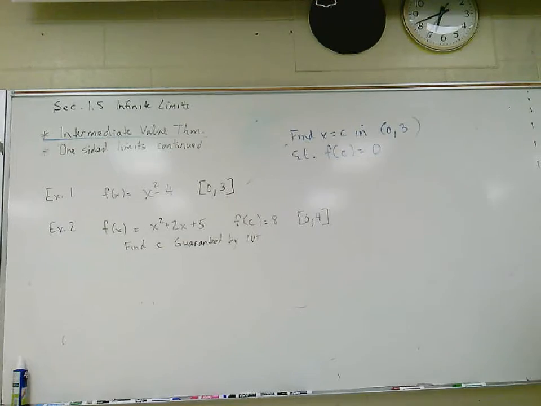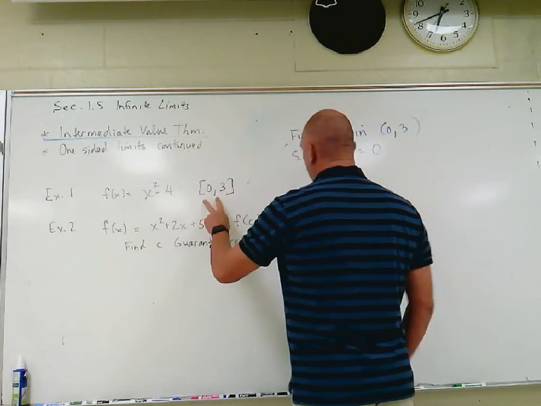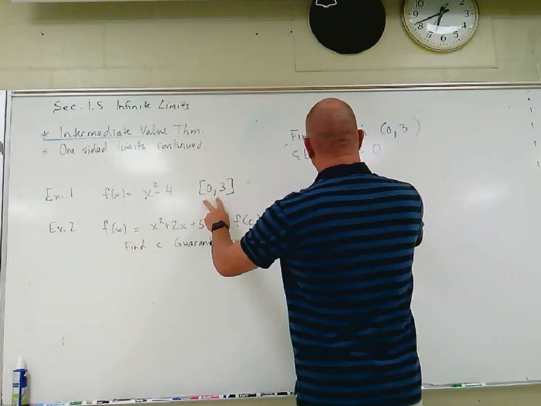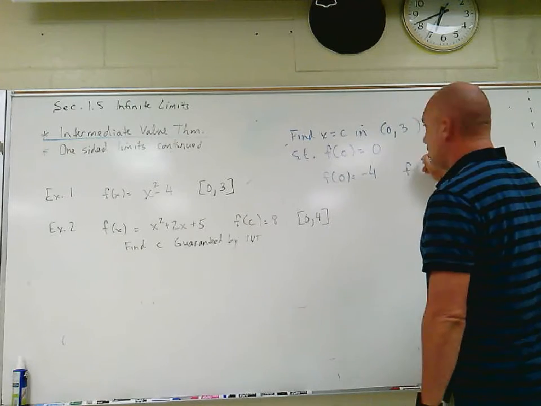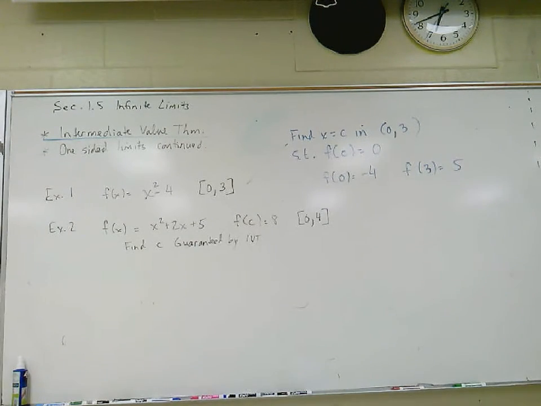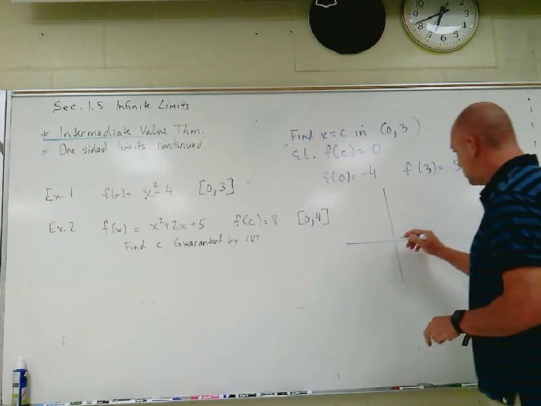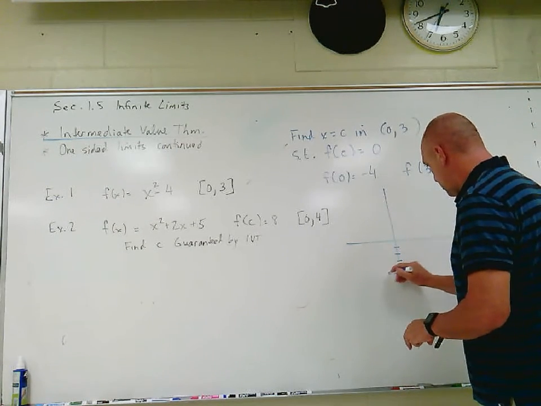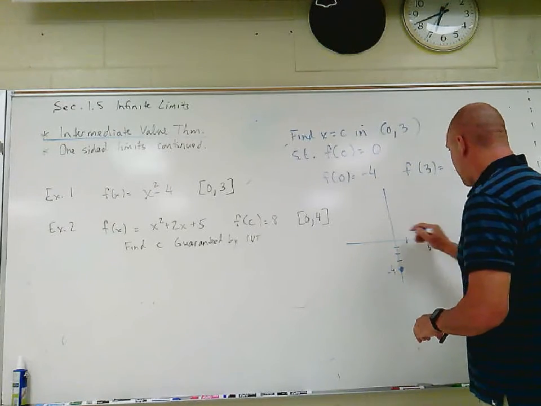And here's how I'm going to do it. So if this is the closed interval from 0 to 3, I'm going to find the 2 endpoints. So if I plug in 0 right now, I get -4. And if I plug in 3, I get 5. So if we just picture that real quick with the graph, 0, -4, and 3, 5.